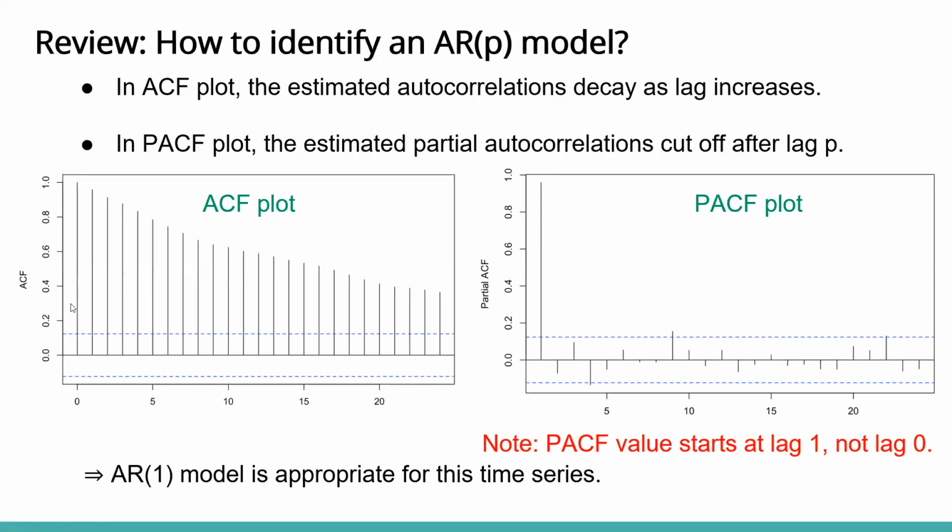But the PACF will actually do the job of identifying that order within the autoregressive model, whether it's going to be order 1 or order 2. And because the PACF cut off at lag 1, as you can see right here, after lag 1 it's cut off, that is the reason why we said the AR(1) model is appropriate.